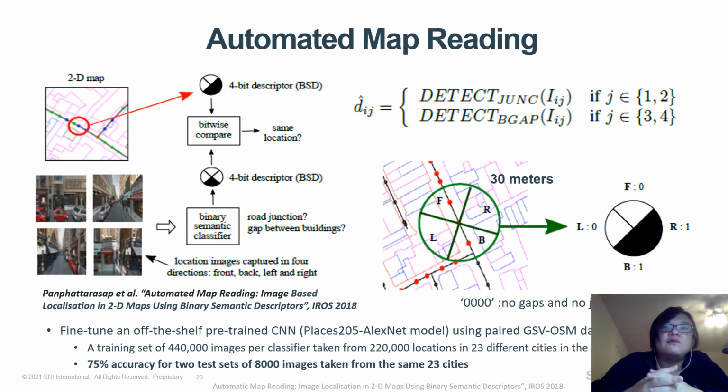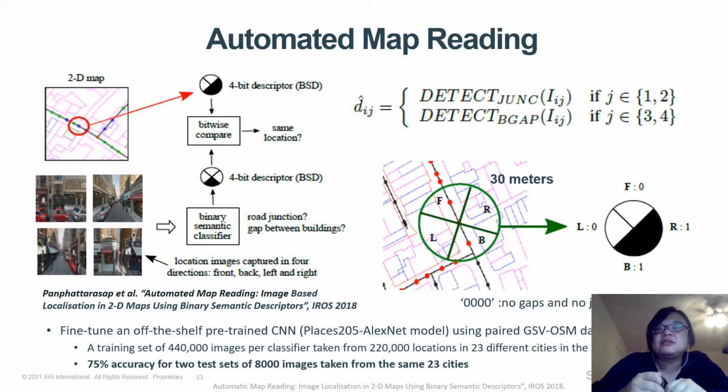They use an off-the-shelf pre-trained CNN model and fine-tune it on a training set of 440K images taken from 220K locations across 23 different cities. Based on the test results on 8,000 images, it achieves 75% accuracy on the classification of whether there's a building gap or a junction in the image. So it proved that this descriptor is reliable to detect the gaps and the junction.